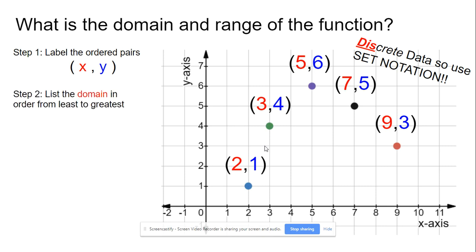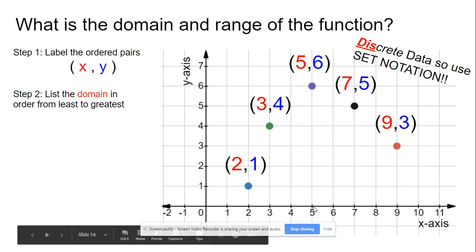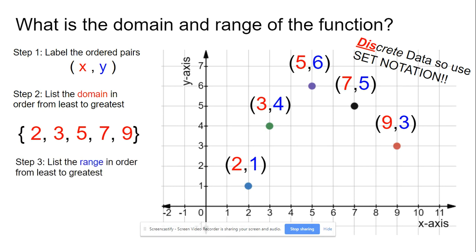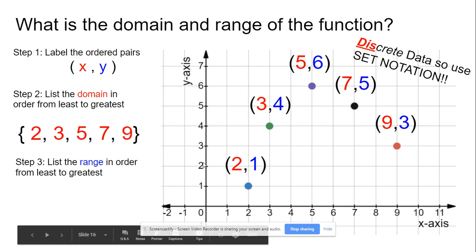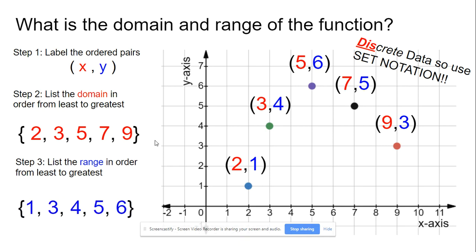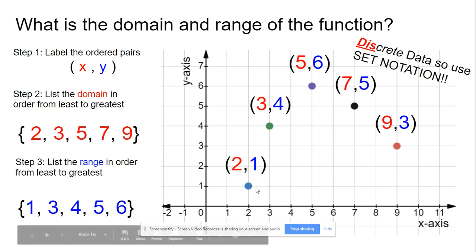We're going to list the domain, all of your x values, in order from least to greatest. If I put all of these points on the x-axis, you would then have 2, 3, 5, 7, and 9. The next thing is to list the range in order from least to greatest. Instead of going left to right, my range goes up and down. My smallest range values are at the bottom, so you're going to read this bottom to top and list those in order from least to greatest. So you have 1, 3, 4, 5, and then 6.